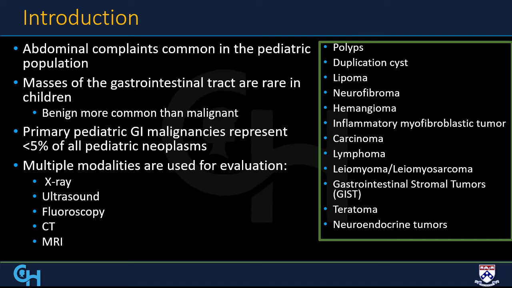Here's a list of multiple benign and malignant masses of the gastrointestinal tract, noting that this is not all-inclusive. The more common things that you're going to see are polyps, duplication cysts, maybe hemangiomas, neurofibromas, and then you get into the more concerning diagnoses such as lymphoma, GIST tumors, neuroendocrine tumors, and even adenocarcinoma.